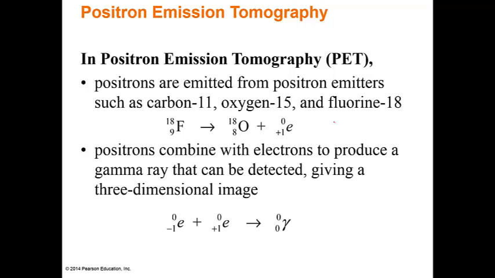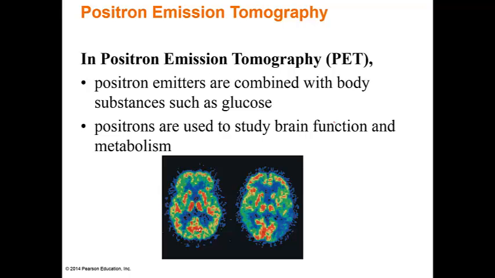So in positron emission tomography, positrons are emitted from positron emitters such as carbon-11, oxygen-15, and fluorine, and then positrons combine with electrons to produce a gamma ray that can be detected, giving off a three-dimensional image. So it's really advantageous for doctors and medical professionals not just to see a slice of the organ, but actually a three-dimensional image, so they can locate, let's say there's a spot of cancer, they can pinpoint where it is and then how to attack it.